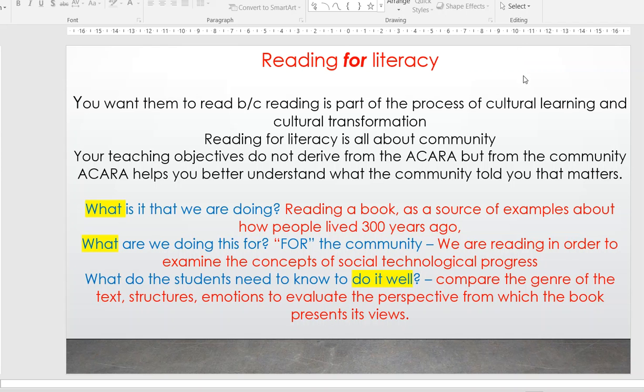Your teaching objectives do not derive from the ACARA, but from the community. Where do you think the people who created ACARA got them from? Funny, isn't it? So your teaching objectives do not derive from the ACARA, but from the community. ACARA, the Australian curriculum, helps you better understand what the community told you matters. I want you to think a little bit about it. What does it mean that your teaching objectives do not derive from ACARA, but from the community?